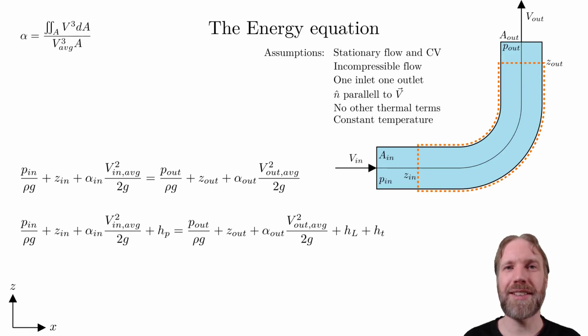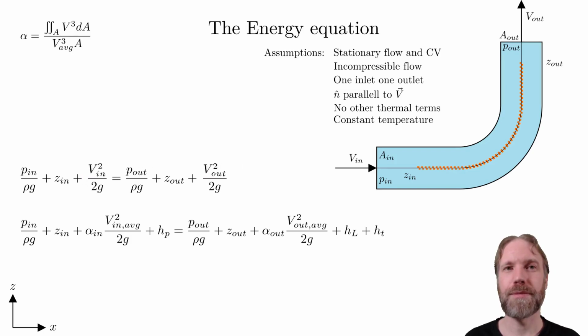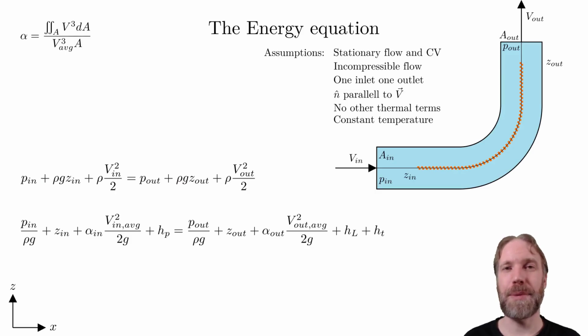We can now decrease the size of the control volume to center it around this streamline. As long as the control volume encloses the streamline, we can still assume that we have one inlet and one outlet and no flow through the sides of the control volume. If the control volume is small enough, we can assume constant velocity over a cross-section, which means that alpha is 1 and we no longer need to average for the velocity. Multiply all terms with density and g. This is the Bernoulli equation.